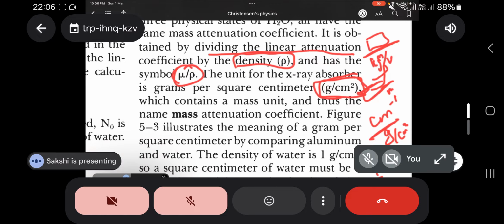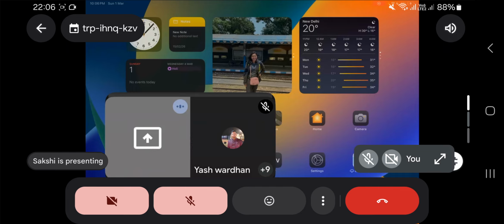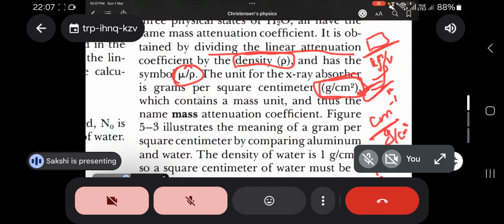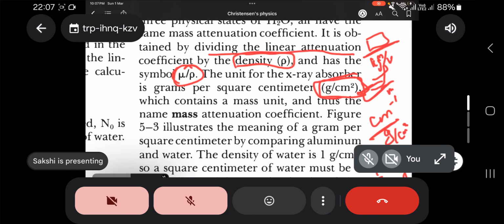Who is joining now? Derive it first. Once you are done with writing the definition, the unit and the derivation, then you tell me. Just derive it. Once you're done, let me know.